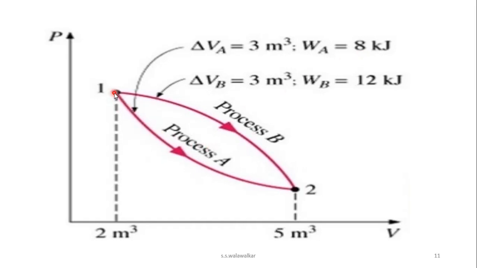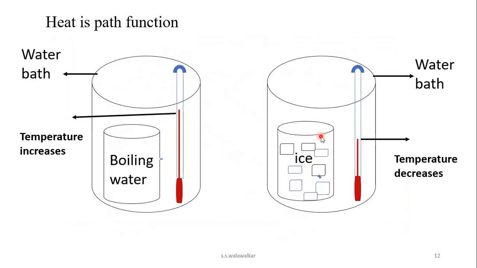Whereas the same change is carried out but by a different path, that is if you select path B, then volume change is the same, that is 3 meter cube, but the work done, that is WB, is equal to 12 kilojoules. So here the work done depends upon the path which is selected to bring about this change. So work is a path function. It is not a state function.